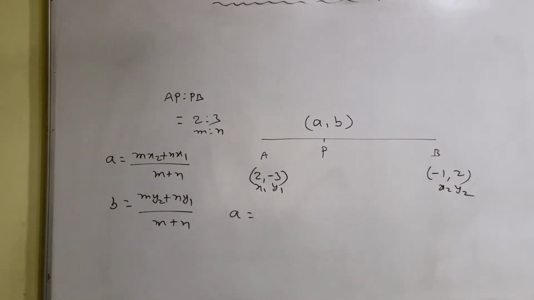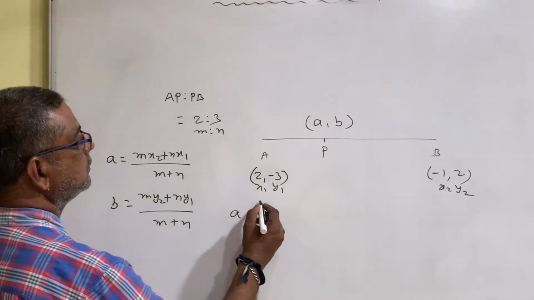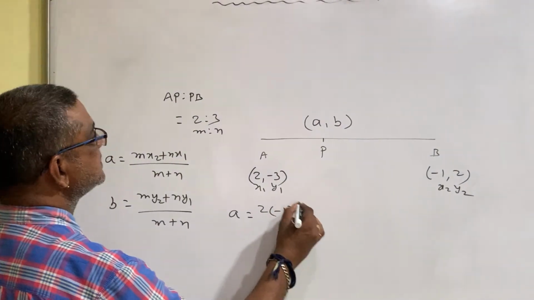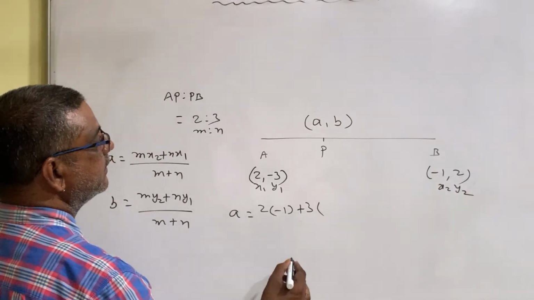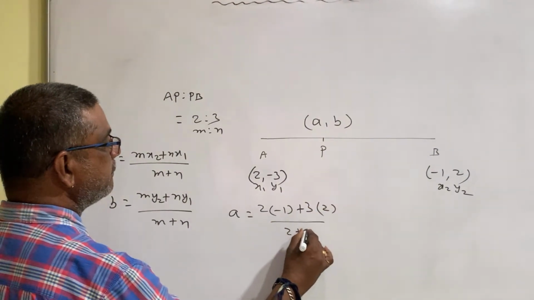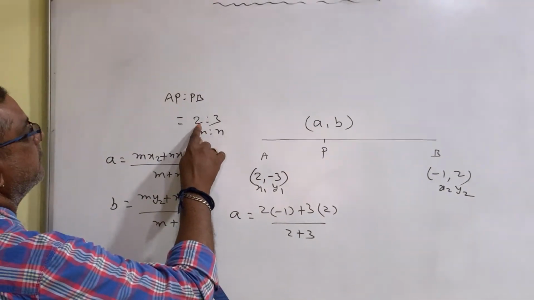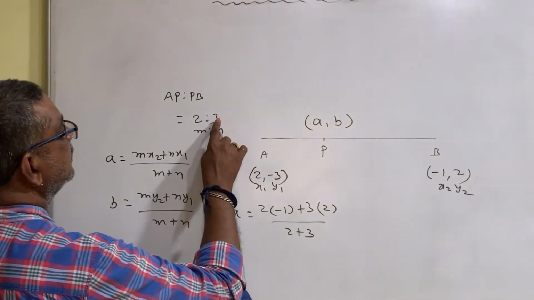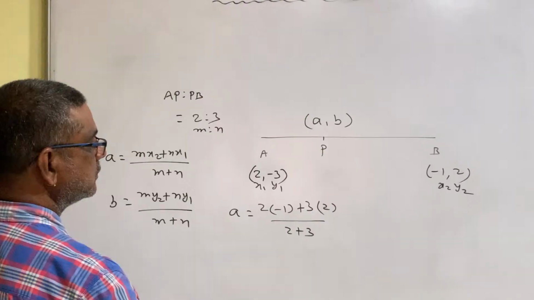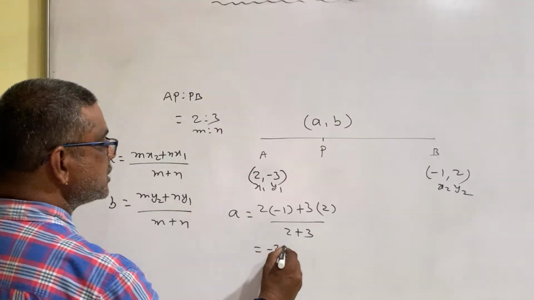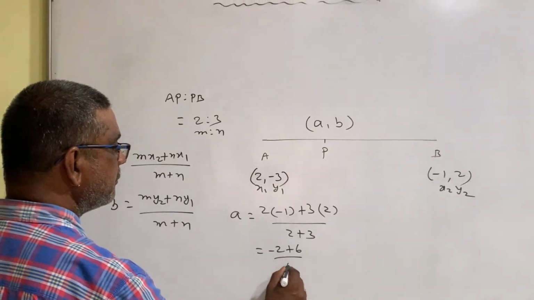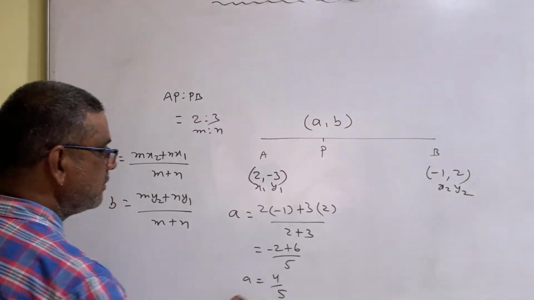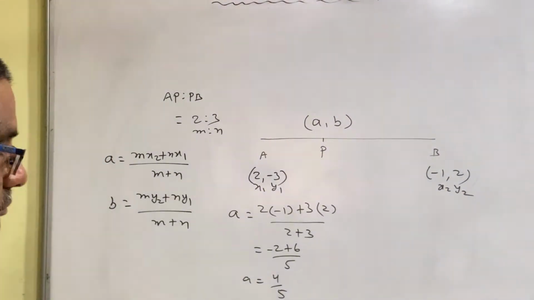Now, m means 2. mx2 means -1 plus n, that is 3, x1, that is 2, by m plus n. mx2 means 2 into -1 plus 3 into 2. So 2 into -1 means -2 plus 3 into 2, 6, by 5. So 4 by 5. Coordinates of A is 4 by 5.